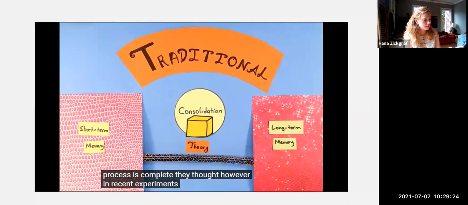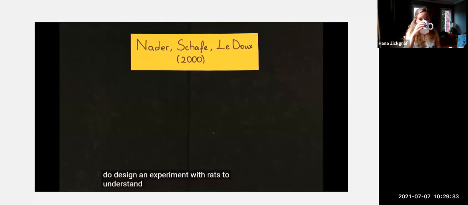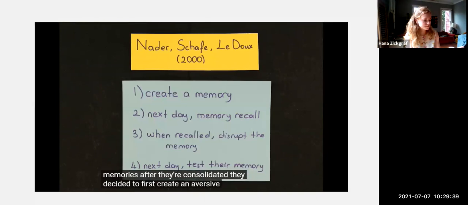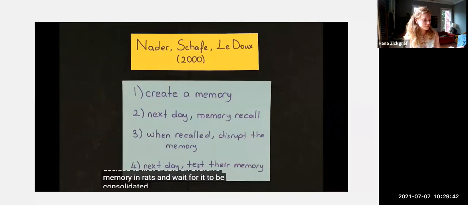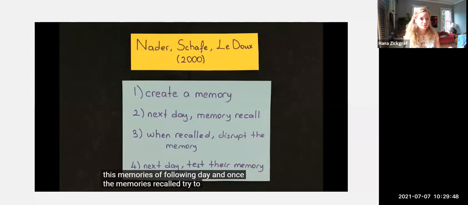However, in recent experiments, neuroscientists found results that conflicted with this theory. In 2000, Nader, Schafe, and LeDoux designed an experiment with rats to understand whether we can change memories after they're consolidated. They decided to, first, create an aversive memory in rats and wait for it to be consolidated. Next, remind the rats of this memory the following day, and once the memory is recalled, try to disrupt the memory with a drug. And finally, test the rats to see if they still remember the original aversive memory.